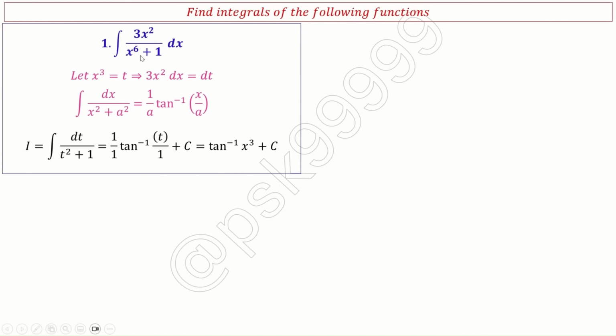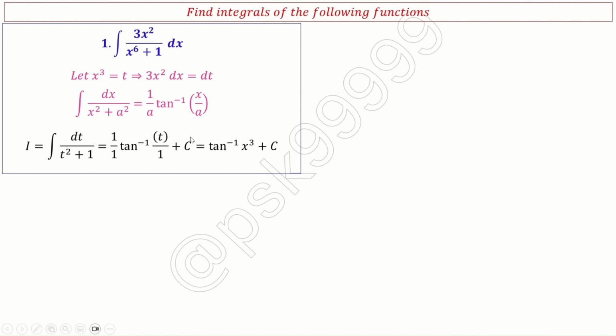3x square by x to the power of 6 plus 1. So the first thing is to convert it to a standard form. The standard form here is, you put x cube as t, then you will get 3x square dx as dt, and the whole integration will become this form. Integration of dx by x square plus a square is nothing but 1 by a tan inverse of x by a. So if x cube is t, 3x square dx is dt. So the integration is nothing but dt by t square plus 1, which is in this form. Correct. So this is nothing but 1 by 1 into tan inverse of t by 1. If I substitute t as x cube, it will become tan inverse of x cube plus constant.